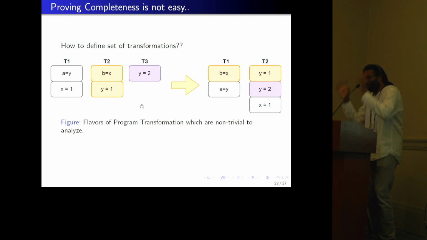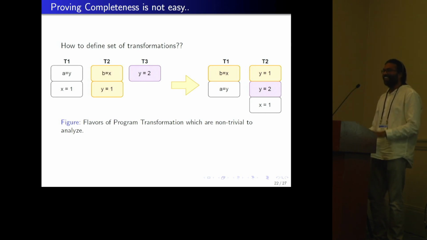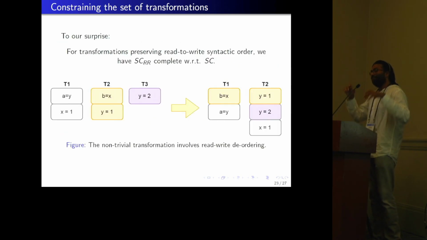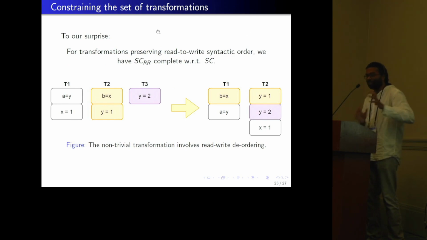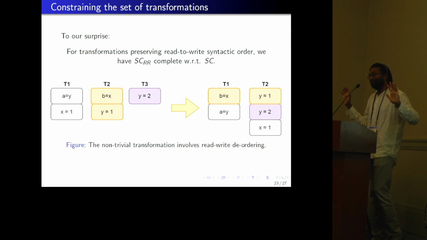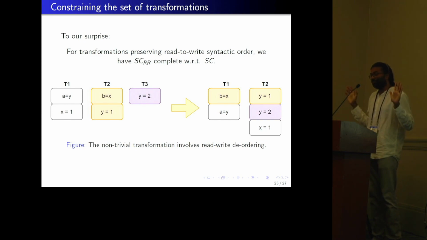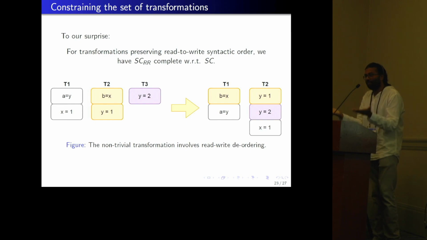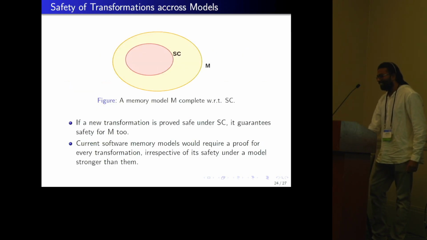So the major part of the paper is defining what a transformation is, and then we realized we can prove completeness, but for a significant set, not the entire set. For transformations that preserve read-to-write syntactic order, we have SCRR complete with respect to SC. So in some way it is possible to define the set by negating or restricting transformations.